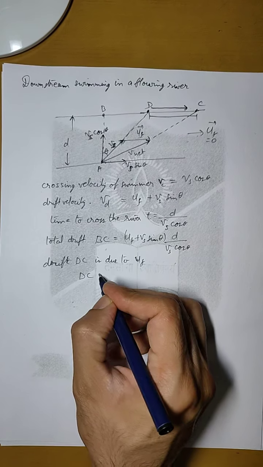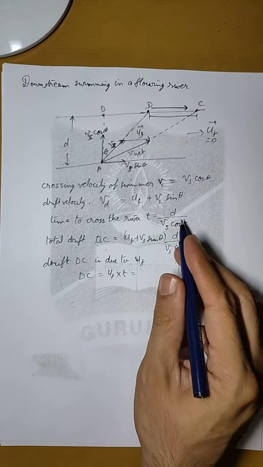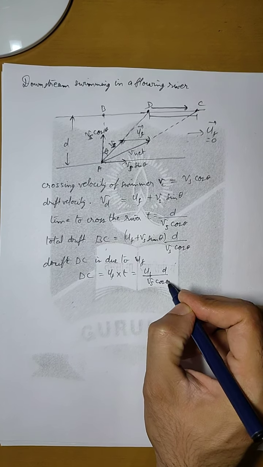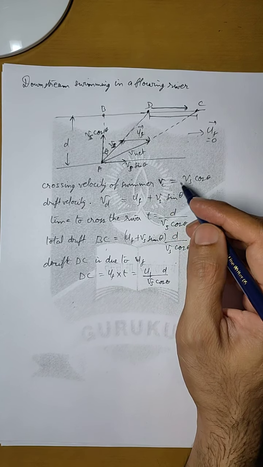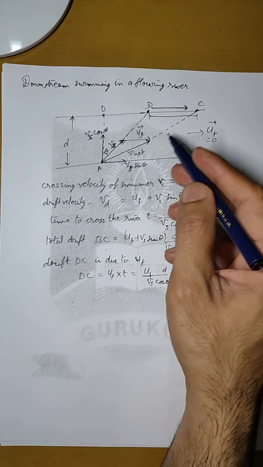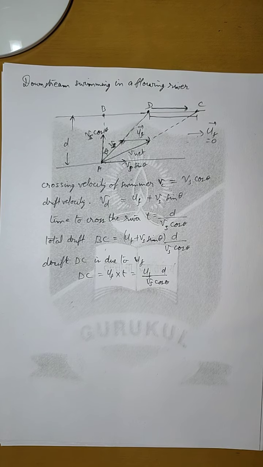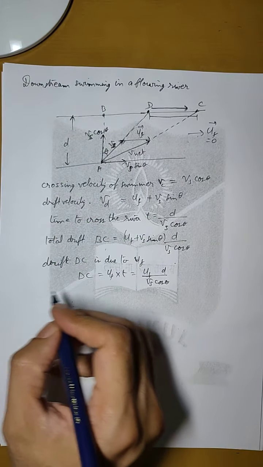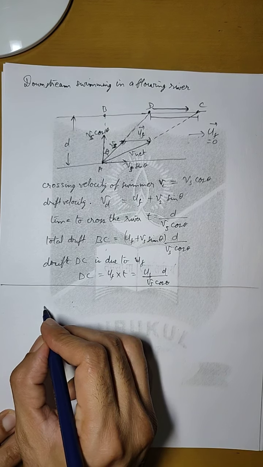So that means the drift DC is only due to the UF velocity. So we can calculate the distance DC. It will be equal to UF into time. We can use UF times D upon Vs cos theta. Make sure you understand this concept. To revise it, understand it once, then pause the video and try to analyze the entire situation on your own. Now there is one more case that is possible, and that is, instead of downstream, the swimmer goes upstream. We'll do it here on this page only so that you can compare both the diagrams.